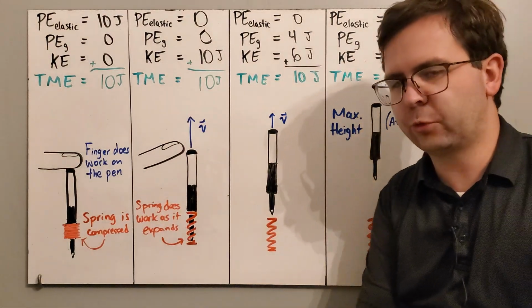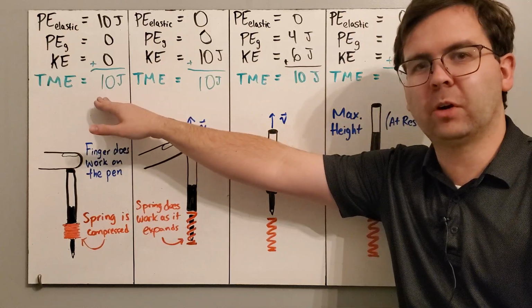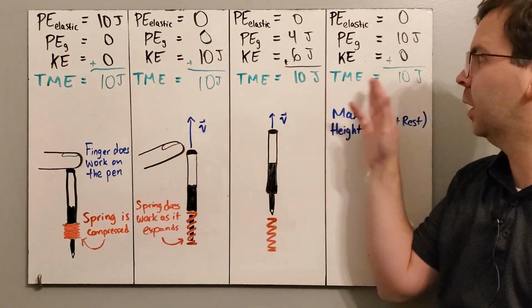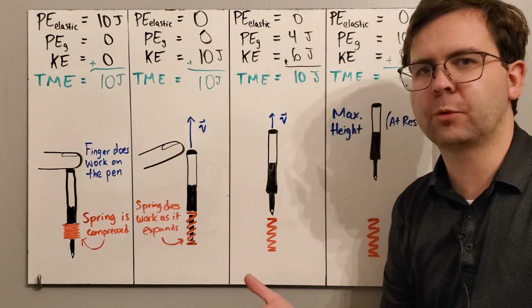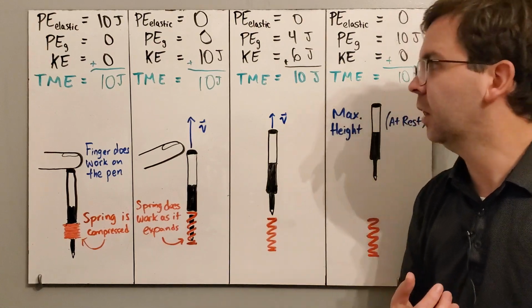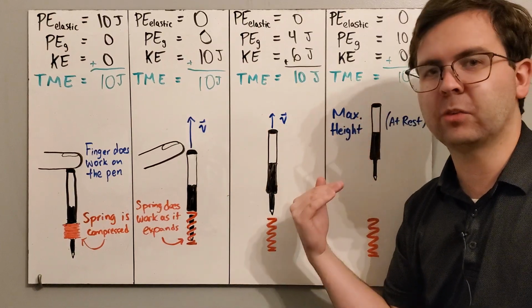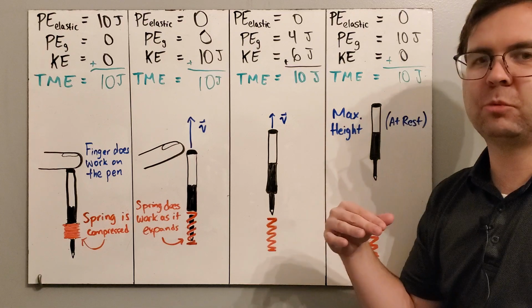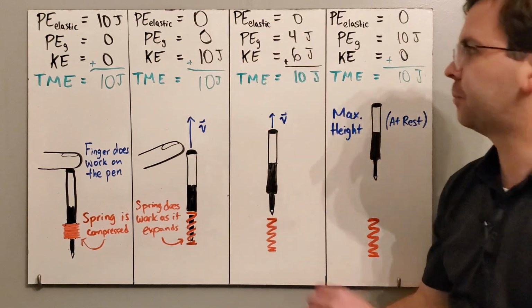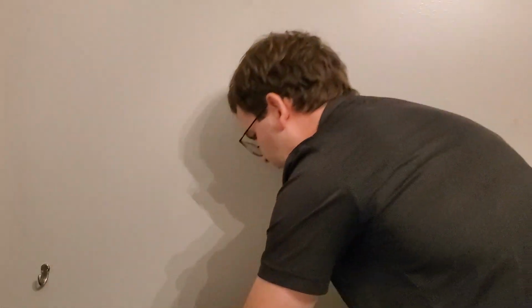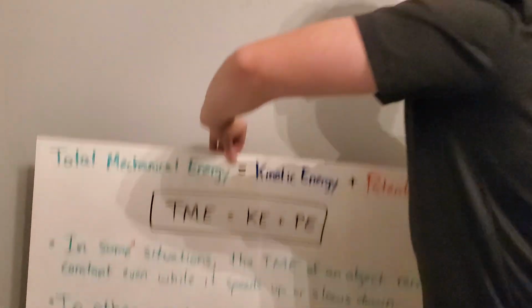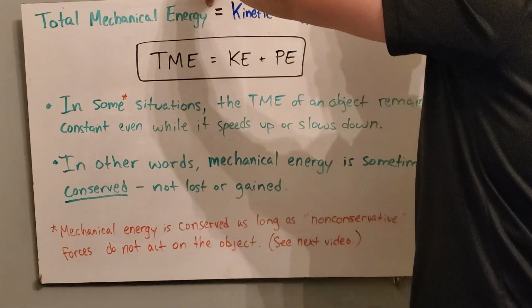So throughout this whole scenario, the energy that we started with here has not gone away, but it has changed forms, or transformed, you could say. So the total mechanical energy is conserved. It's not lost or gained, but it does change individual forms. So this gets at the whole point of mechanical energy in physics. Why do we group kinetic and potential energy together? It's because sometimes it remains constant.